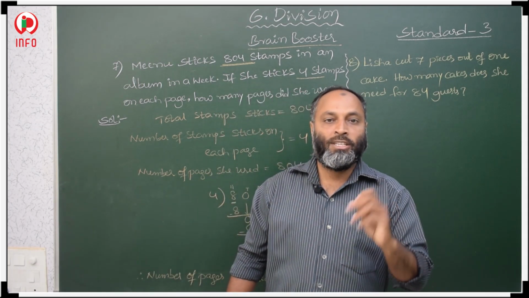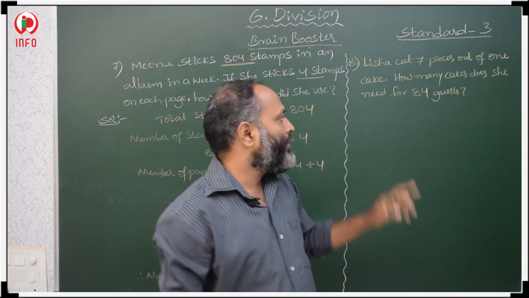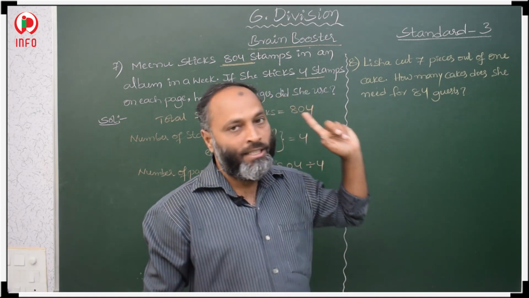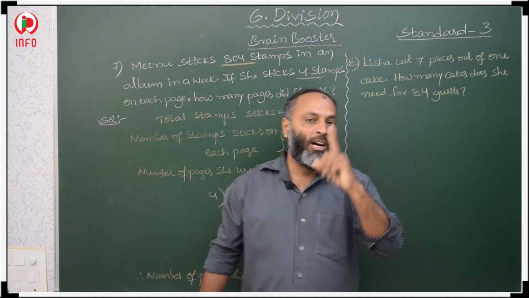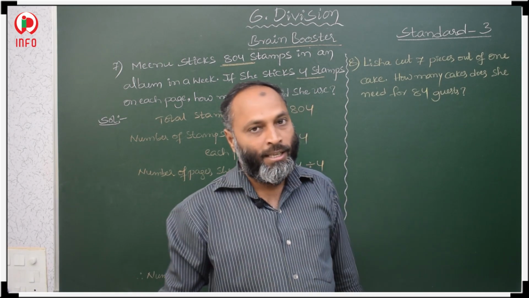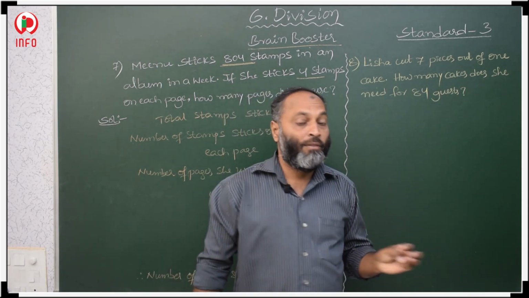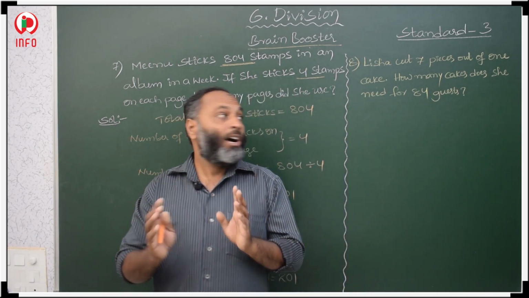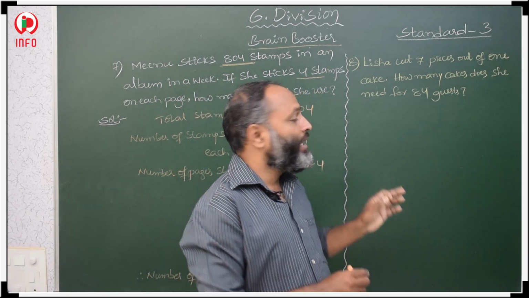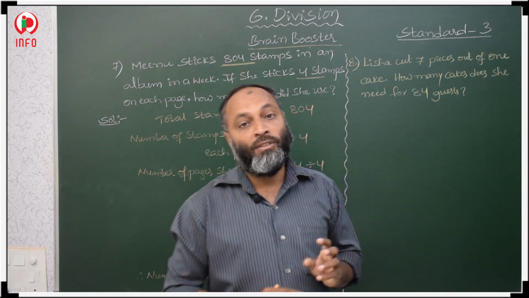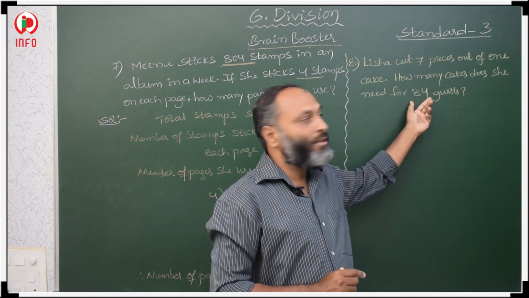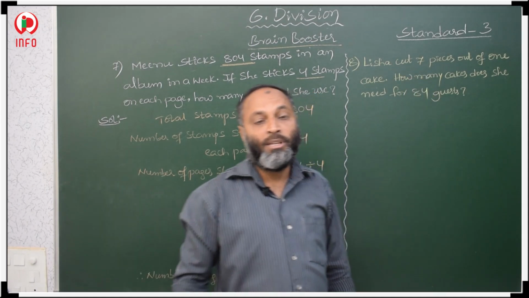How many guests were there? 84 guests. So for 84 guests, how many cakes does she need? In one cake, how many pieces is she going to make? 7 pieces. So what do we have to do? We have to divide the total number of pieces. How many guests were there? For 84 guests she needs 1 piece for each. So this total number of guests, we have to divide with these 7 pieces.